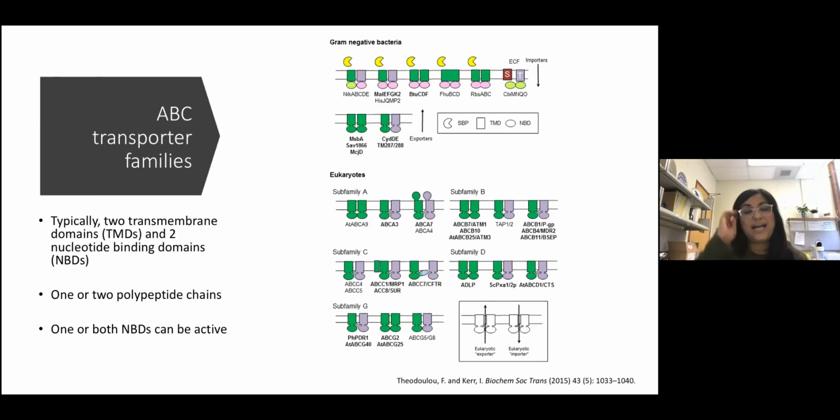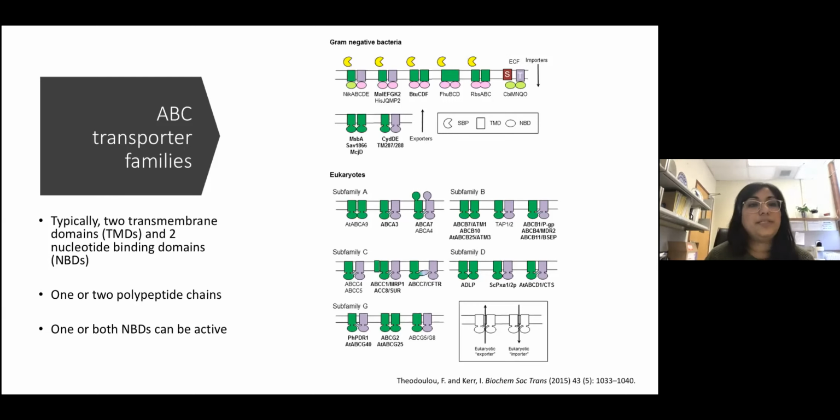So classically speaking, ABC transporters are a membrane protein family of regulatory proteins that are comprised of 2 transmembrane domains and 2 nucleotide binding domains. They can consist of either 1 or 2 polypeptide chains, and these come together to form this heteromeric association that acts as a scaffold for moving molecules from one side of the membrane to the other.